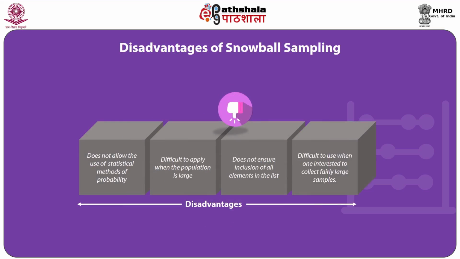And on the disadvantages side, it does not allow the use of statistical methods of probability. It is difficult to apply when the population is large, and it does not ensure inclusion of all elements in the list. Similarly, sampling biases are likely to occur, and thereby statistical inferences and generalizations are not reliable. And finally, it is difficult to use when one is interested in collecting fairly large samples.